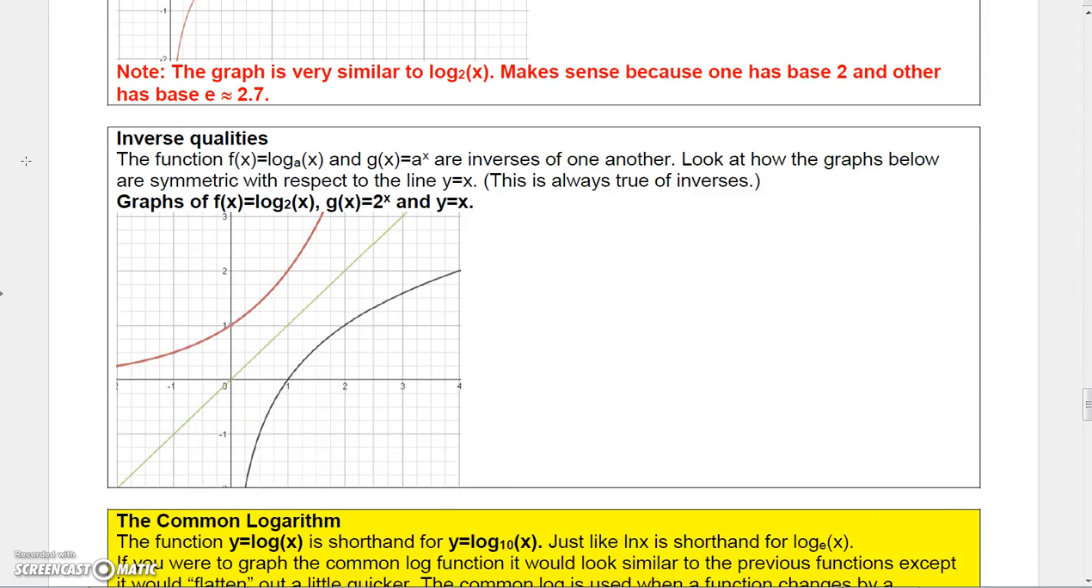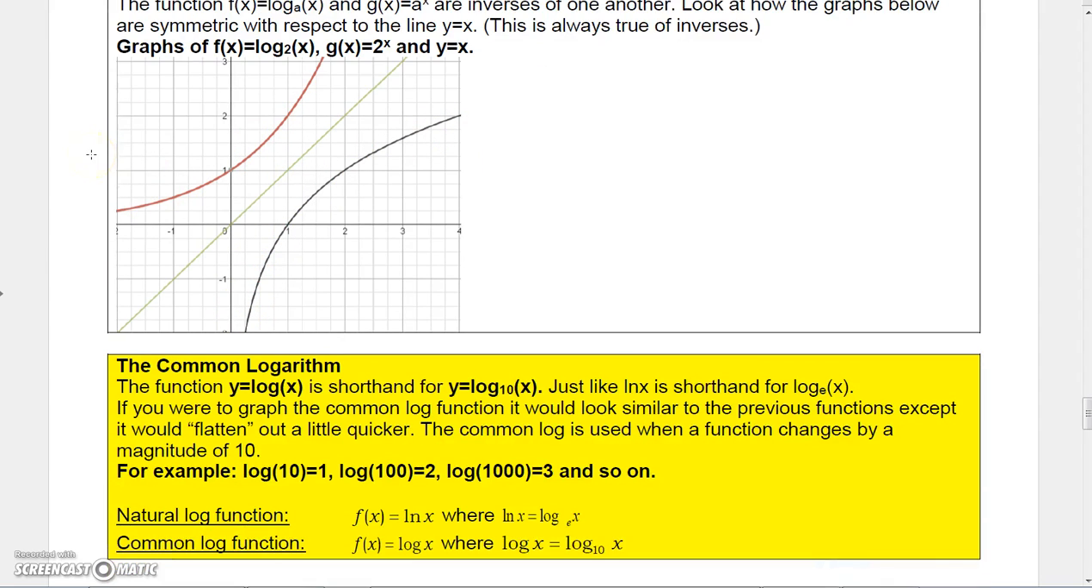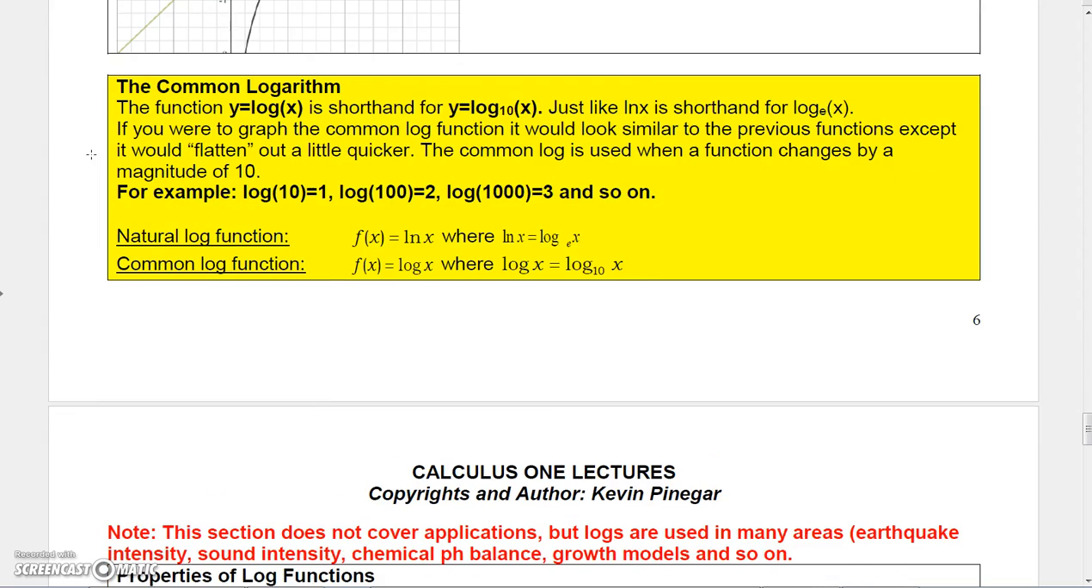Now the log functions and the exponential functions are actually inverses of one another. Here's the exponential function 2 to the x, and here's the log of x base 2. And so you'll see their reflections about the line y equals x, and that's one of the qualities of inverses.